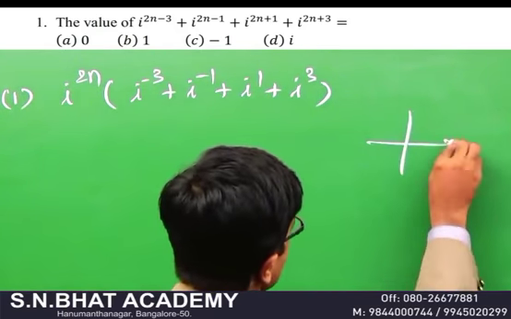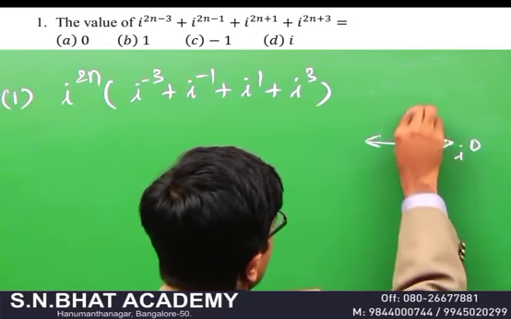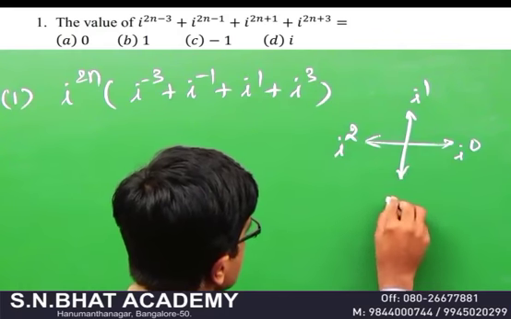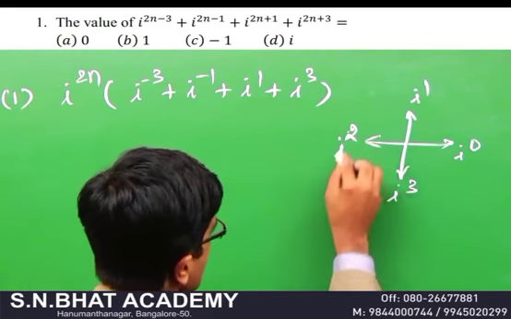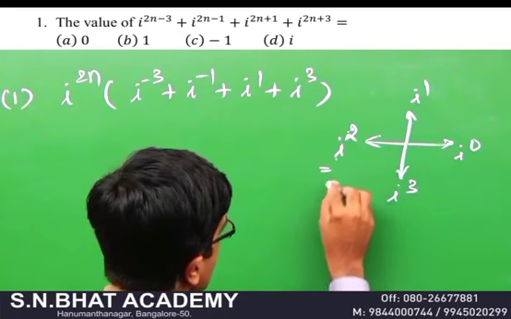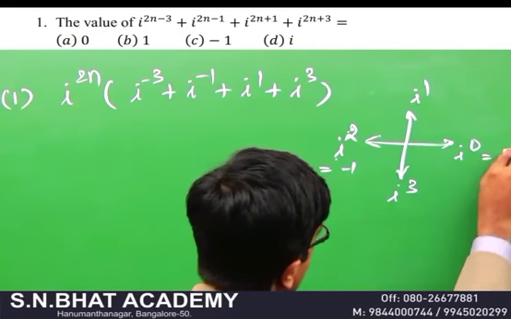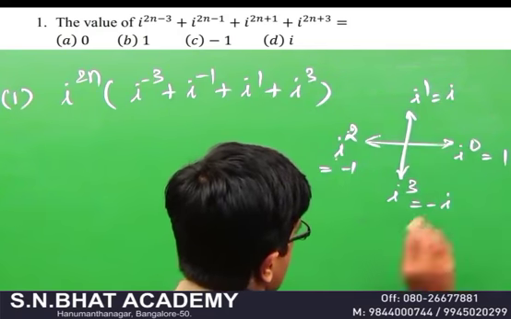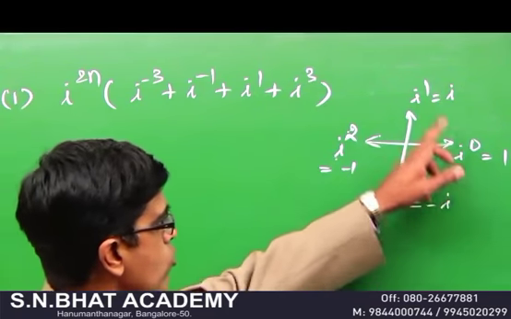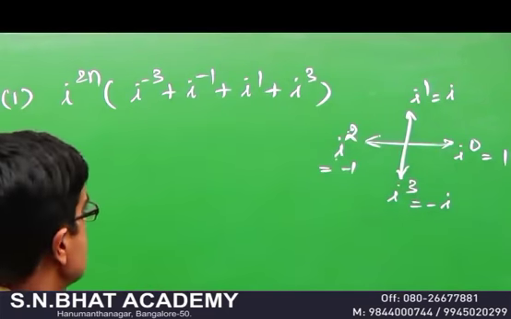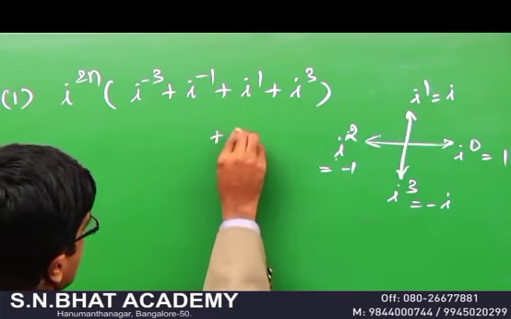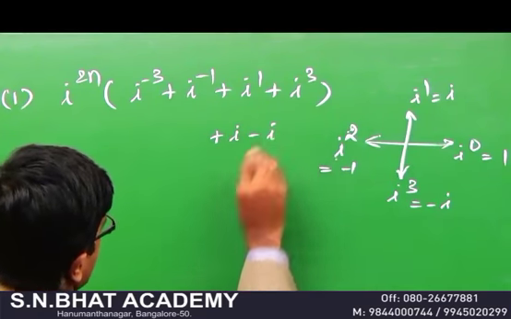If you take this picture, this is i power 0, i power 1, i power 2, and this is i power 3. i power 2 is nothing but minus 1. This is nothing but plus 1. This is i, this is minus i. Then i power 4, 5, 6, 7 and so on. It will be cyclic. According to this order, this is i and this is minus i.